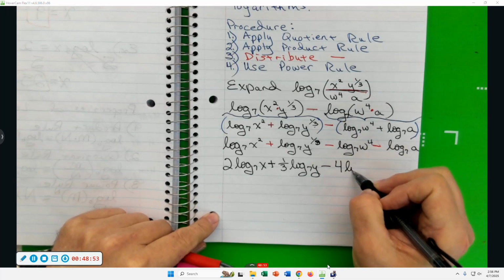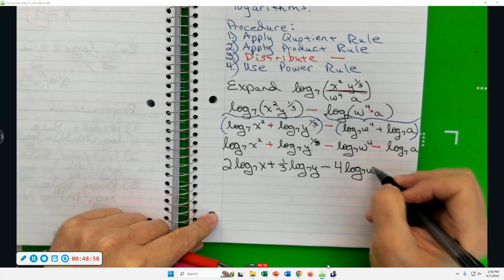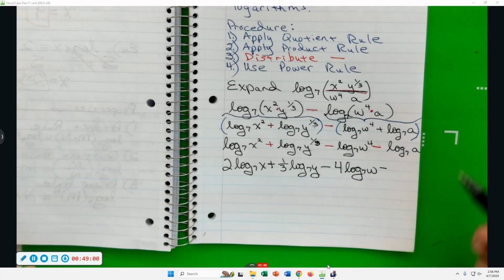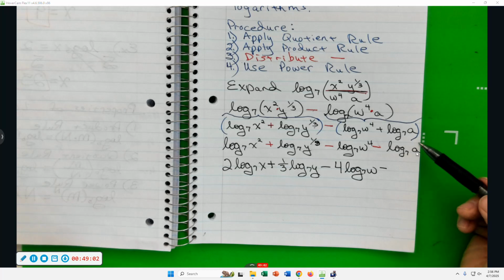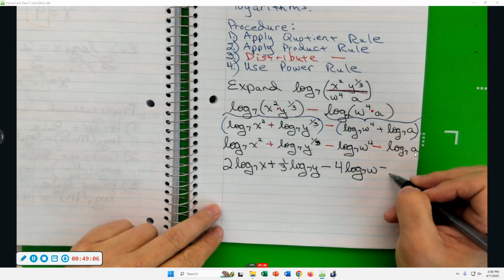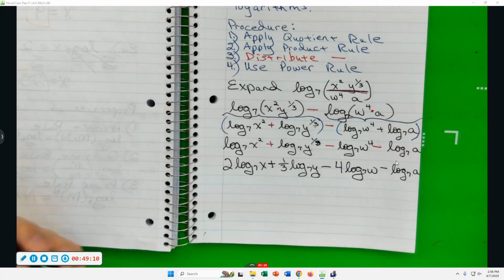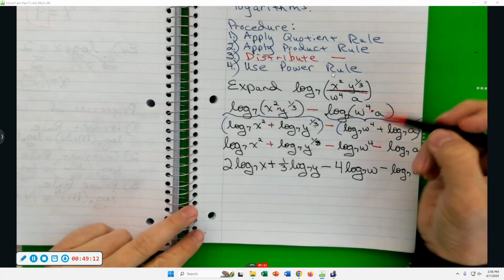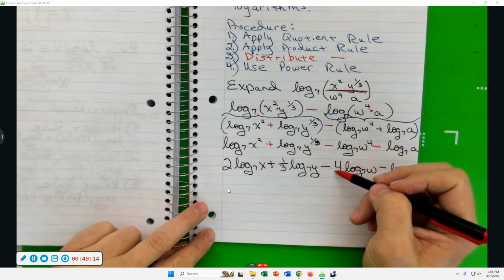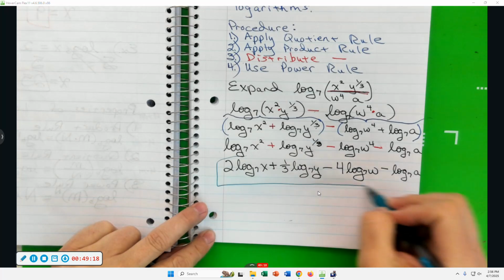7. That's right. You move the 4 down, log base 7 of w minus, do we have an exponent to move down on that last one? It's just a log base 7 of a. Your goal is to go from this problem directly to the final expansion. Here's the final answer.